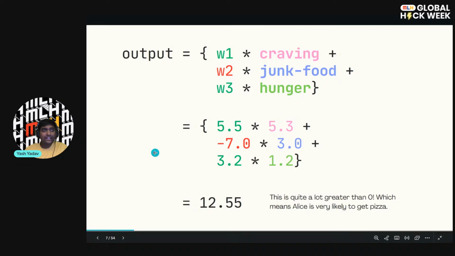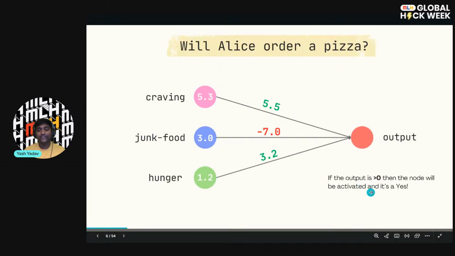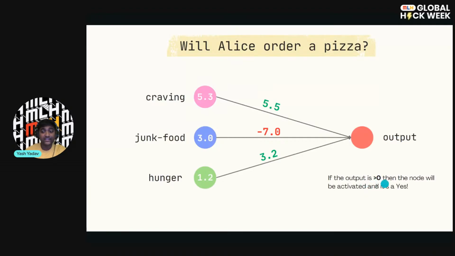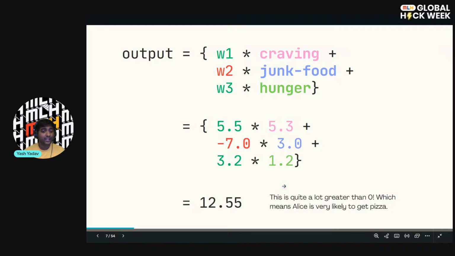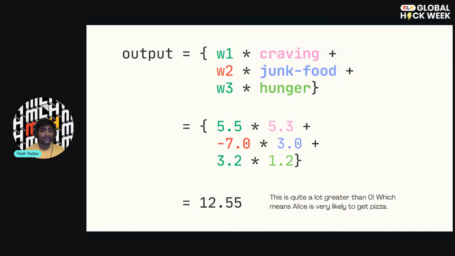So the indication, how do we know? Okay, we got a value of 12.55, but what does this really even mean? What we said in our original output function was that if the output value is greater than 0, then the node will be activated and it will be a yes, we are going to definitely order a pizza. And over here, this value is definitely very much bigger than 0. So that definitely means we are going to order pizza. Alice is very likely to order pizza.